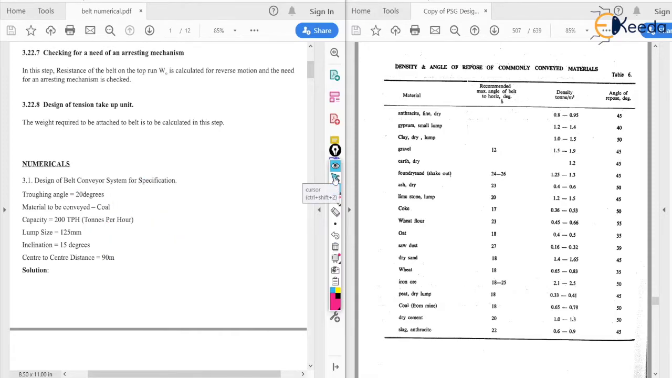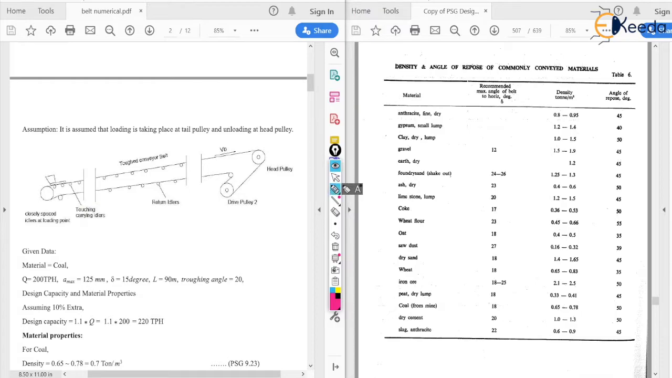If one of the things is missing, then you have to assume it as a standard one, like troughing angle or center to center distance, inclination. But generally these are the mandatory things to design the belt conveyor system. So let's start with the solution.